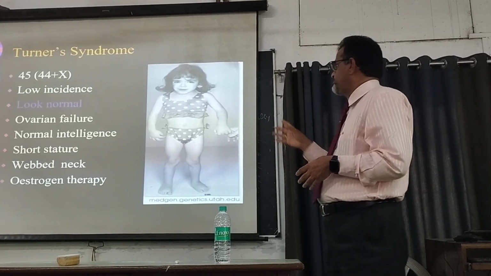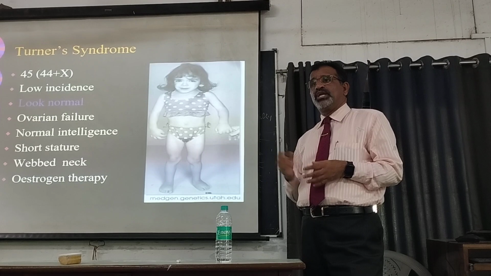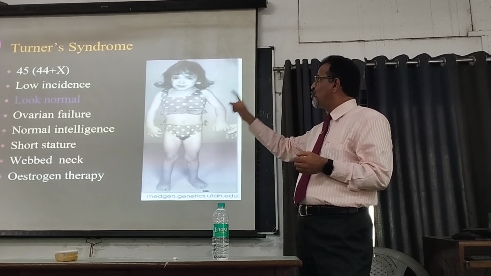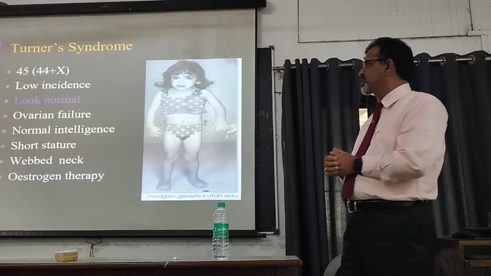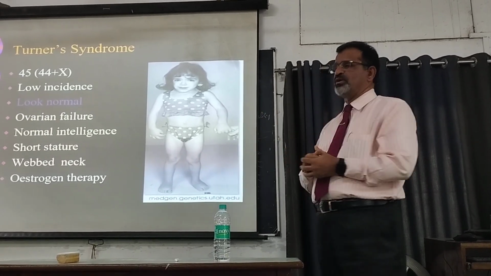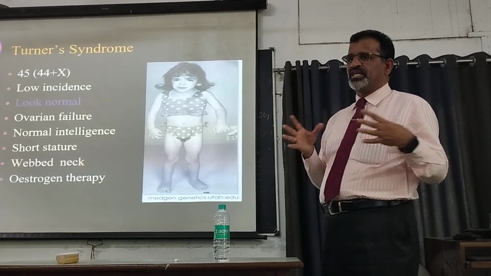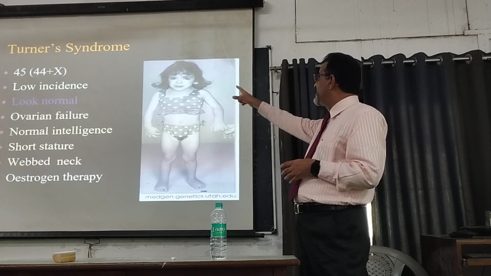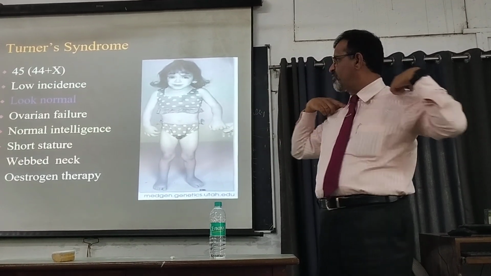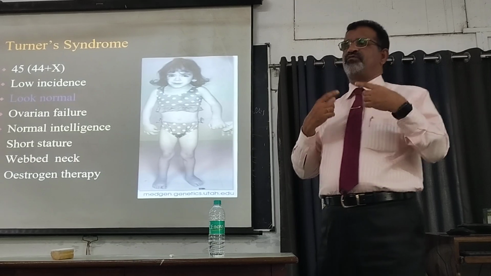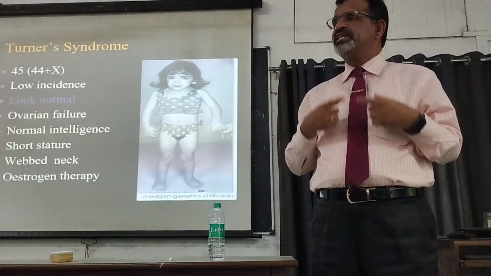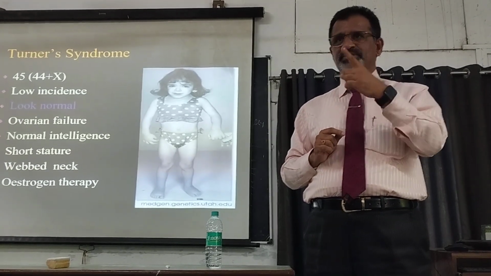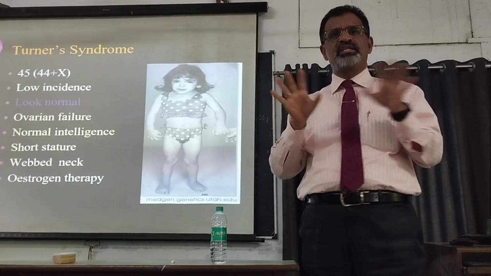But otherwise, they look normal. But they are infertile due to ovarian failure. There is failure in the ovary. Intelligence is normal, that means as compared to other syndromes, there is not much mental retardation. The stature is short, there is a webbing of the neck, and for the purpose of maintenance of femininity, estrogen therapy is given because there is one X absent. So this is found only in the girls, not in the boys.